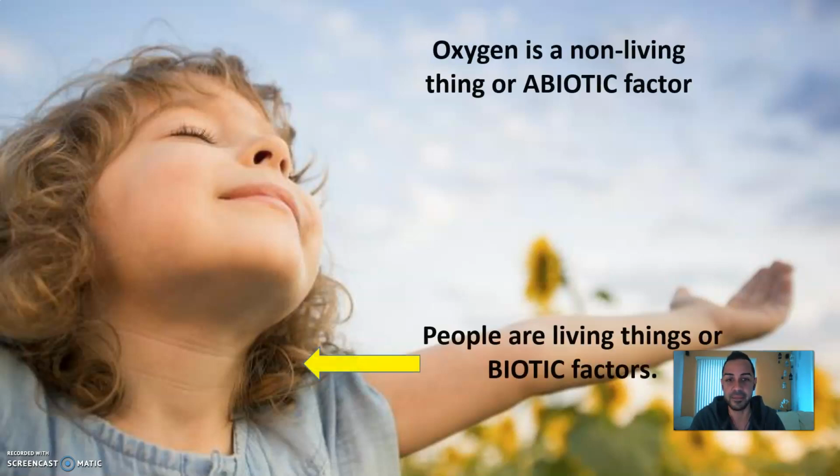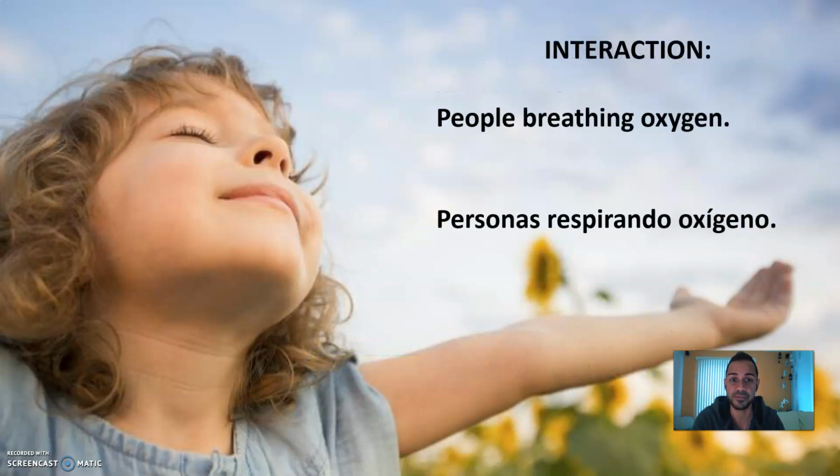In the next picture, we have a kid, right? It's not doing yoga. It's doing something that we do every single day, 24 hours, 7 days a week. It's breathing, right? So in this case, I'm going to be using the example of the kid, because we are living things or biotic factors as well. And the oxygen is a non-living thing or abiotic factor. In which way do we interact with oxygen? We have to breathe in oxygen in order to survive as well. So in this case, my example is people breathing oxygen.